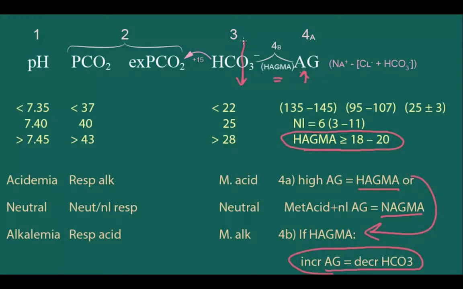Conversely, what if you have a high anion gap and your bicarb is, say, 22? It's in the normal range. What does that mean? So your bicarb is not as low as you would be expecting. So there must be a metabolic alkalosis going on. And that's all there is to it. So that there is the 4-step method.